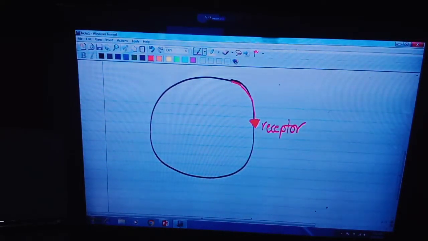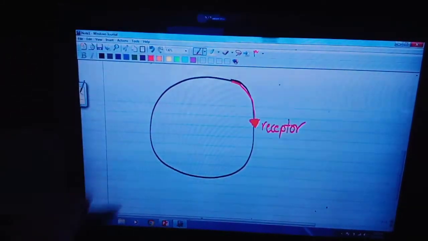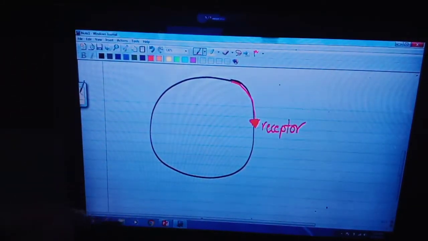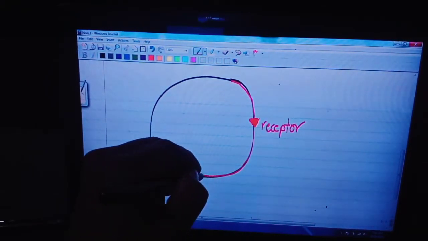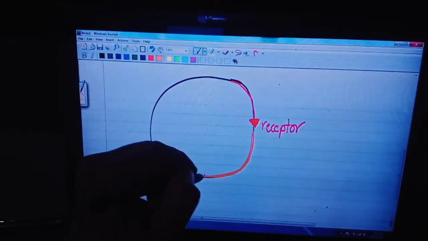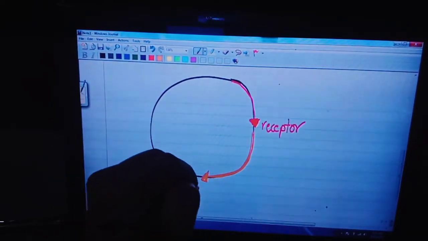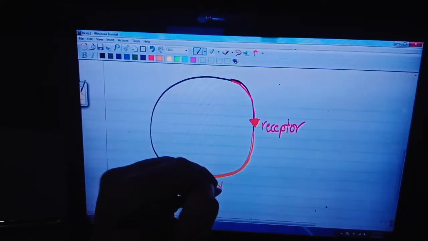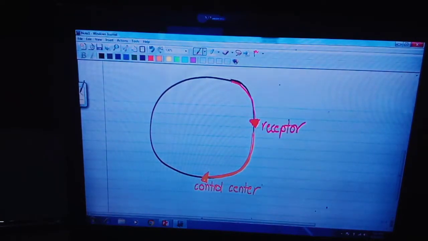This receptor, when they detect the change, what they do is they generate impulses. Anong ginagawa nila, class? They generate impulses to what we call, anong tawag natin dyan sa susunod na component natin? Yes, very good. That is your control center. You probably know that the control center is your central nervous system.